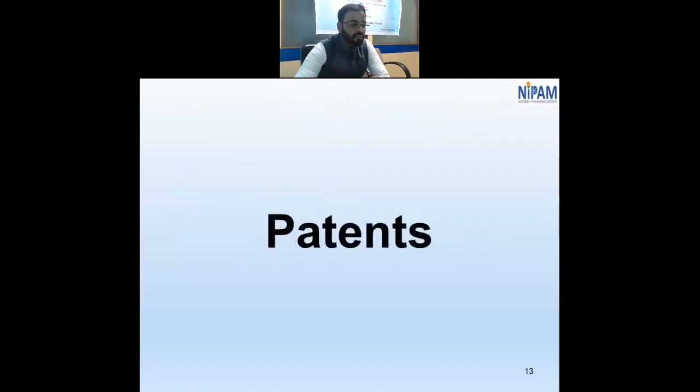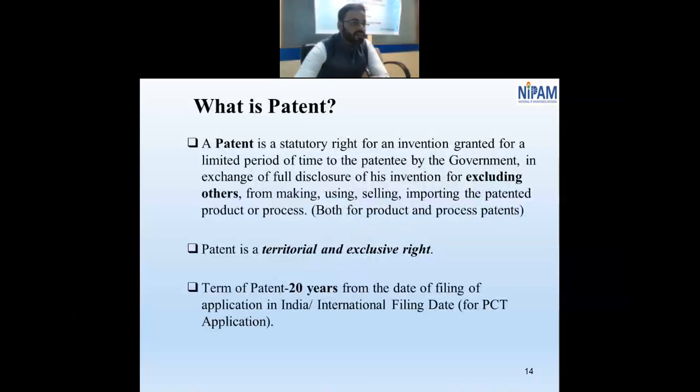To start with, one of the most important intellectual properties, patents. A patent is basically a statutory right which is provided for an invention for a limited period of time, in exchange for full disclosure of the invention, from making, selling, using, importing the patented product.